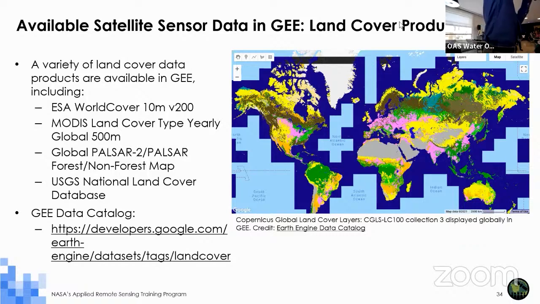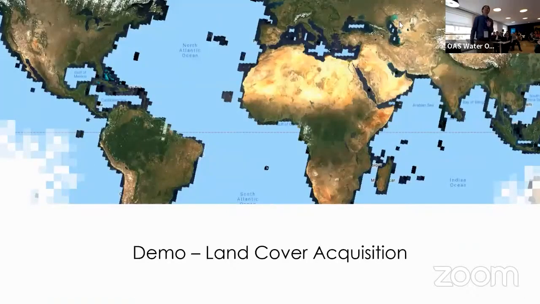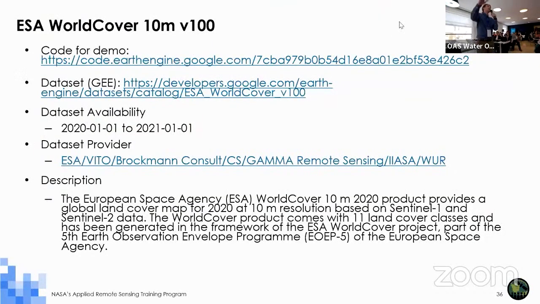These are classified and validated to a certain level of accuracy. And in my demonstration, I'm going to be showing how you can both access and start visualizing this one data product, the European Space Agency ESA World Cover 10 meter. And this link here is a link directly to all the different land cover tagged data sets on Earth Engine. So next slide. And so now it's going to lead into the demo. Next slide.